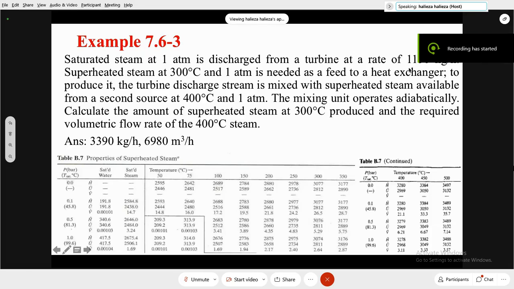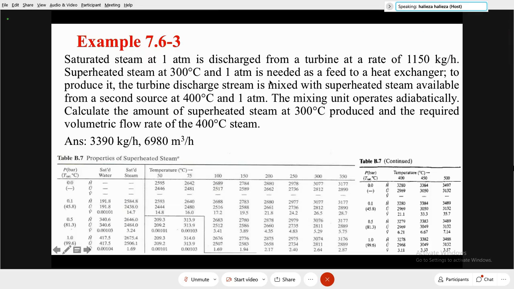A flow rate of 1,150 kilogram per hour. Superheated steam at 300 degrees C and 1 atm is needed. That means when it says it's needed, you know that is going to be your output stream. To produce that stream, 300 degrees C and 1 atm, you need to have that stream which is having a flow rate of 1,150, mix it with another superheated steam which is available at 400 degrees C and 1 atm. Your mixing is going to be done adiabatically.